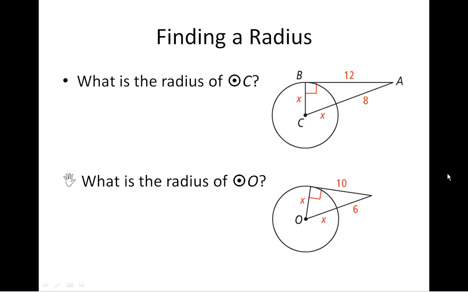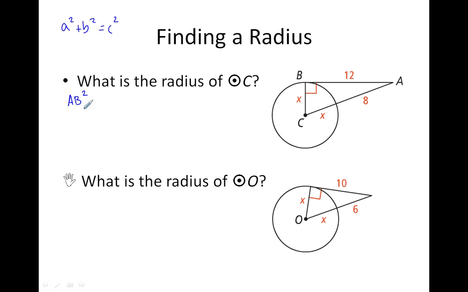We can also use this idea of perpendicular intersections to help us find the measures of the radius. In this example, I want to find the radius of circle C. Well, I have a right triangle, which means I can use the Pythagorean theorem. Now, instead of just writing a squared plus b squared equals c squared, which is our Pythagorean theorem, I'm going to write it a little bit differently.